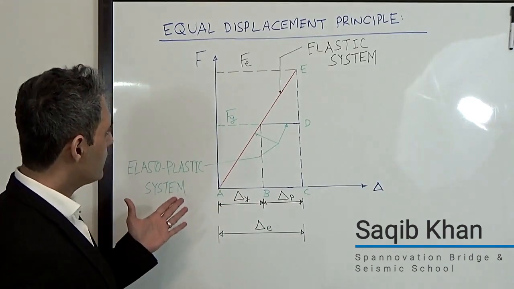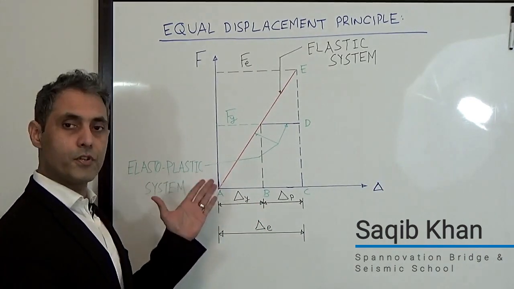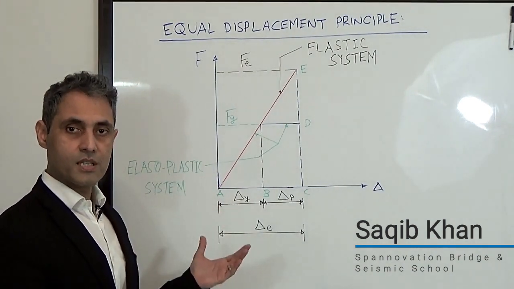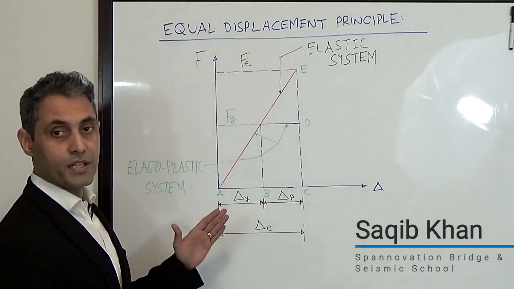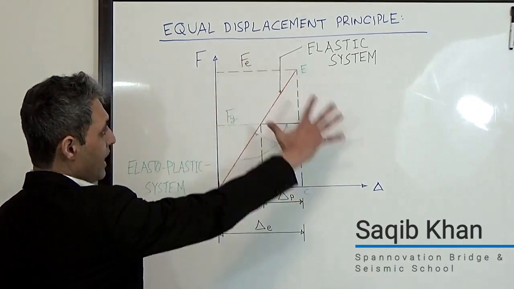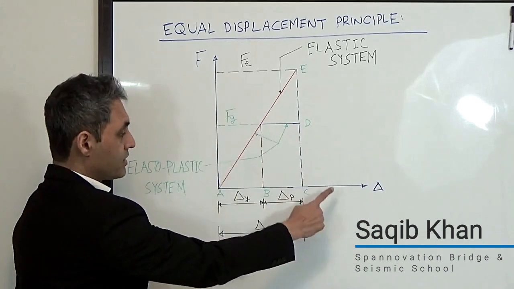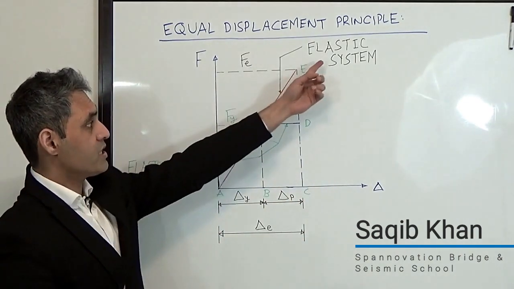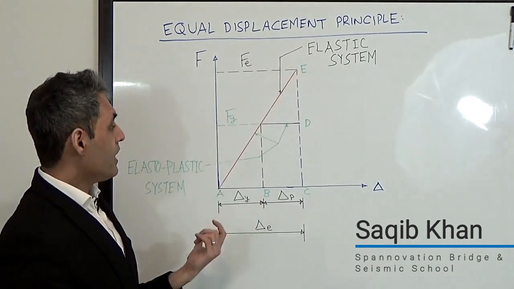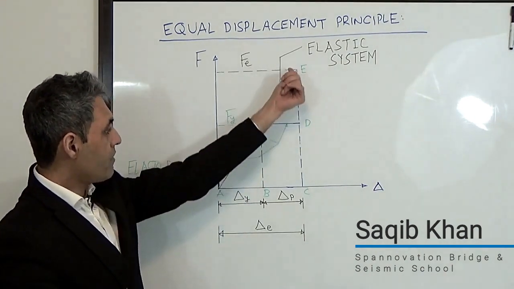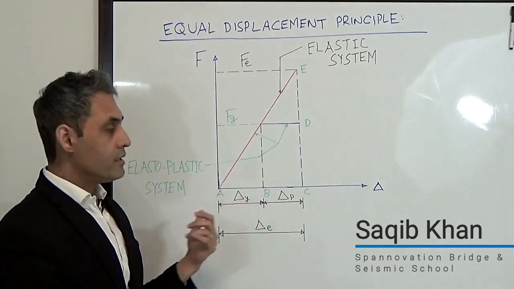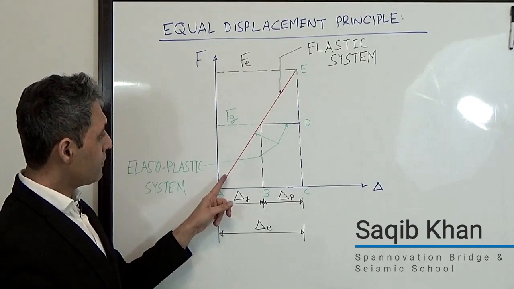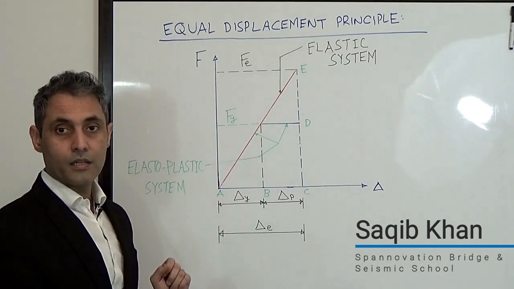What I have drawn here is a simple schematic of two single degree of freedom oscillators, two simple systems that have the same initial period. And if you look at this graph, this is a force displacement graph. Now one system, which is the elastic system, is going to behave along this red line. The other system, which is the elastoplastic system, is going to behave along this red-blue line.